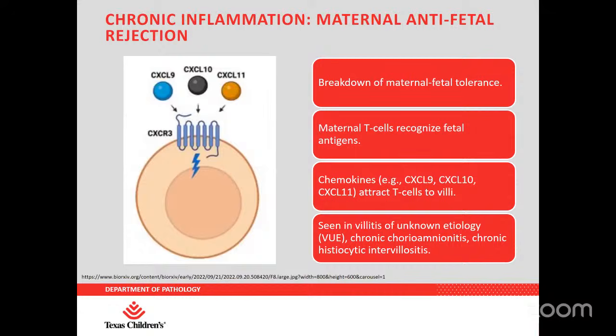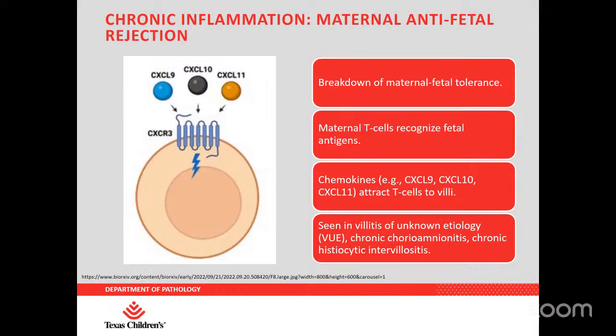Chronic placental inflammatory lesions, on the other hand, are primarily driven by maternal T-cell mediated immune responses against fetal tissues, with chemokine-driven recruitment and a breakdown of tolerance, resulting in a spectrum of chronic inflammatory lesions that are linked to complications such as fetal growth restriction, recurrent pregnancy loss, and stillbirth. And they often recur in subsequent pregnancies due to persistent maternal immune sensitization.